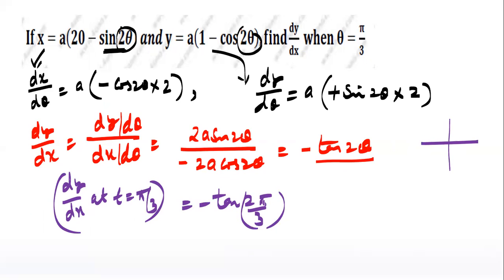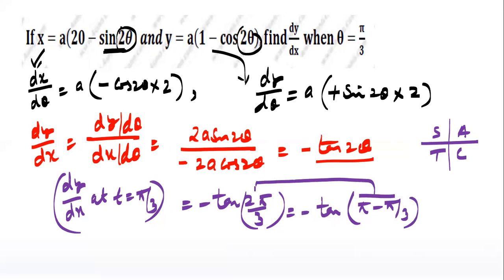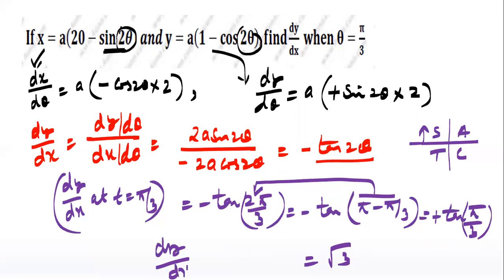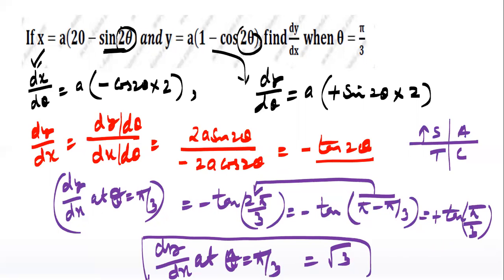And we know according to trigonometry, find out the value. Minus tan 2 pi by 3, we can write pi minus pi by 3. If I simplify pi minus pi by 3, I will get 2 pi by 3. And tan of 180 minus theta, we are in this quadrant, it will be minus tan theta, that is minus minus plus tan pi by 3. And pi by 3 means 60 degree, tan 60 degree we know is root 3. So dy over dx at theta equals pi by 3 is square root of 3.